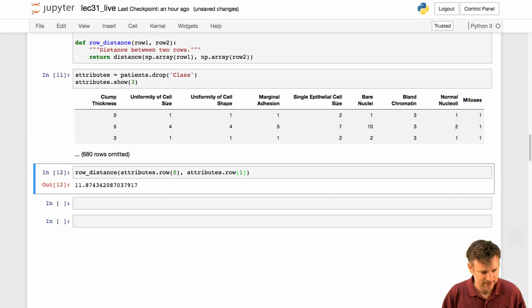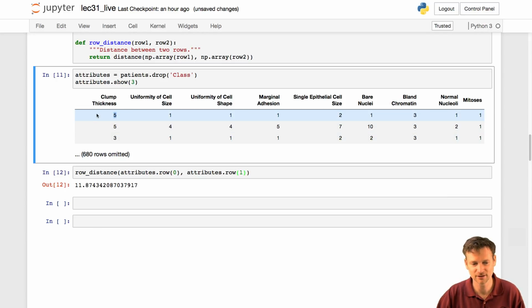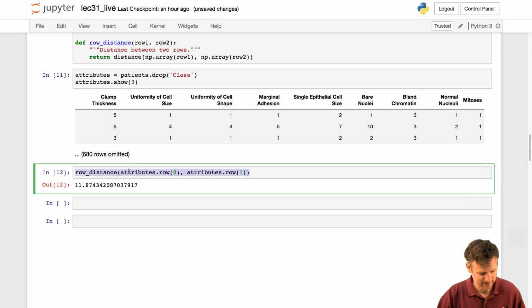Okay. And it tells me the distance is 11.87. I don't know how to interpret that, but what that's telling me is if I take this patient here and then this patient here, the distance between those 2 patients is 11.87. Okay? All right. Good so far, I hope.